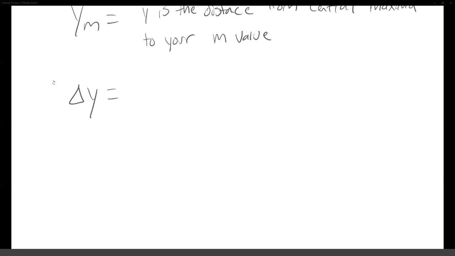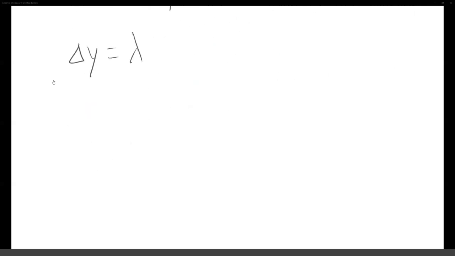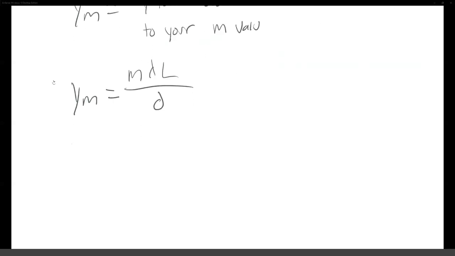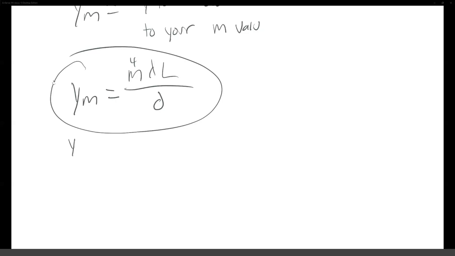Equals. I didn't really use this one too much. I preferred, here, we'll say this other one first. I like this one. y of m equals m times wavelength times L over d. It's very similar to other ones that we use, and to me that one was easier, right? So then if you had 4 for your m, this would be y for the 4. So the m just means whatever m value you had, right?